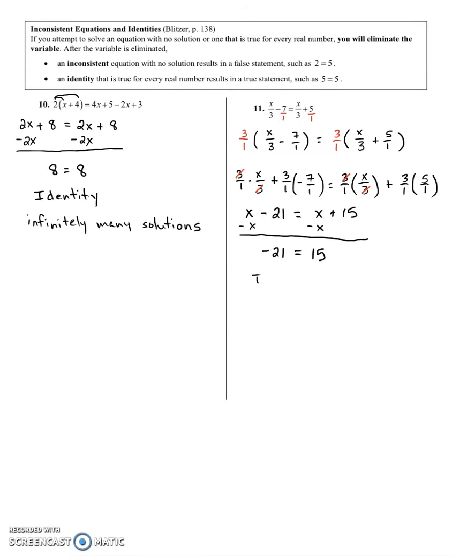So this one is inconsistent, which means there is no solution to that equation at all. It doesn't matter what number we put in for x, we can never find a number that makes that statement that we started with true.